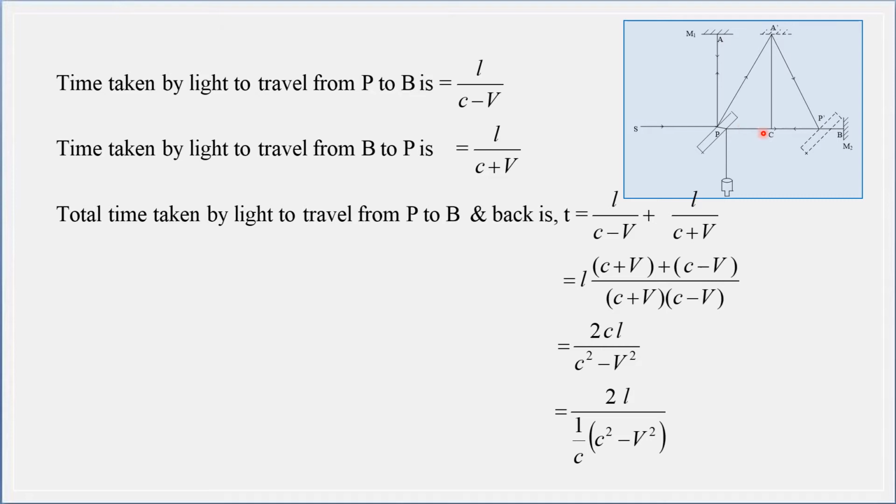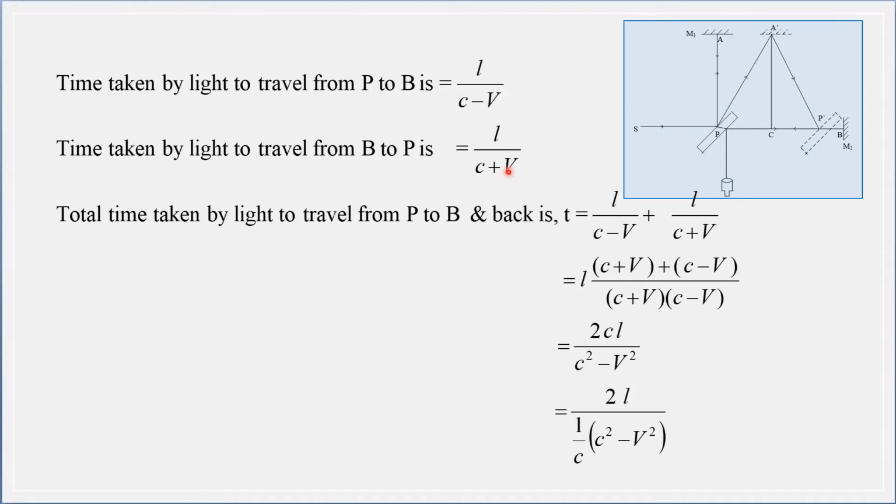So the distance traveled will be L. But what happens is, the light is traveling from B to P, and the ether wind is also from B to P. So the velocity of the light is c, and the velocity with which the ether wind is moving is v. Both are in the same direction. So the resultant velocity with which the light will move is c plus v. So the time taken by light to travel from B to P is distance L divided by velocity c plus v.